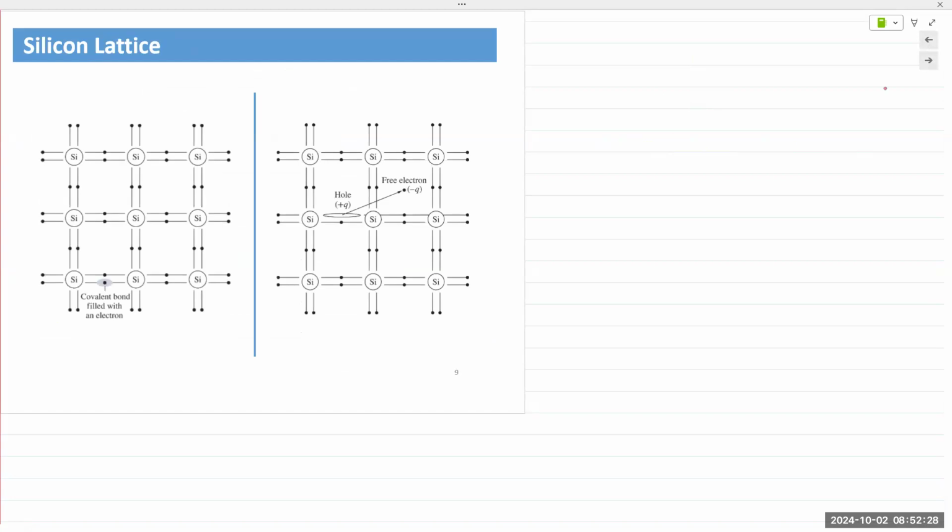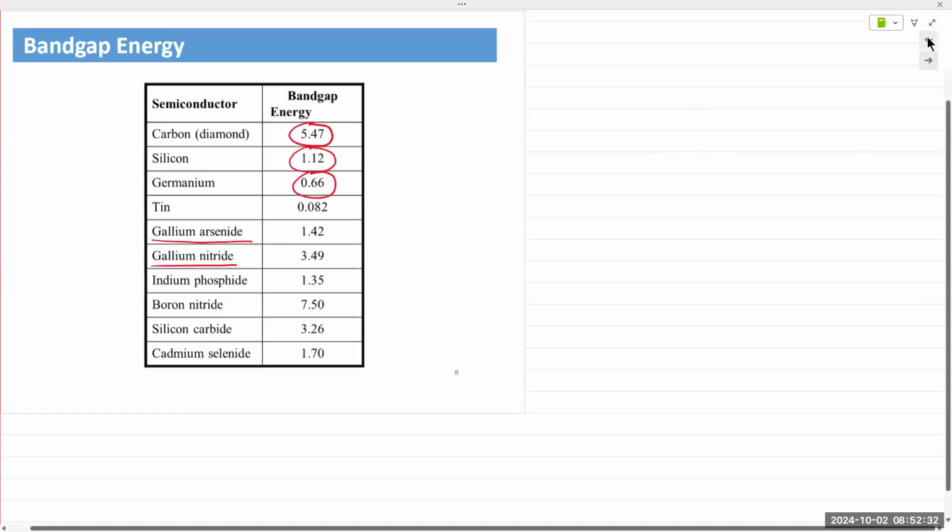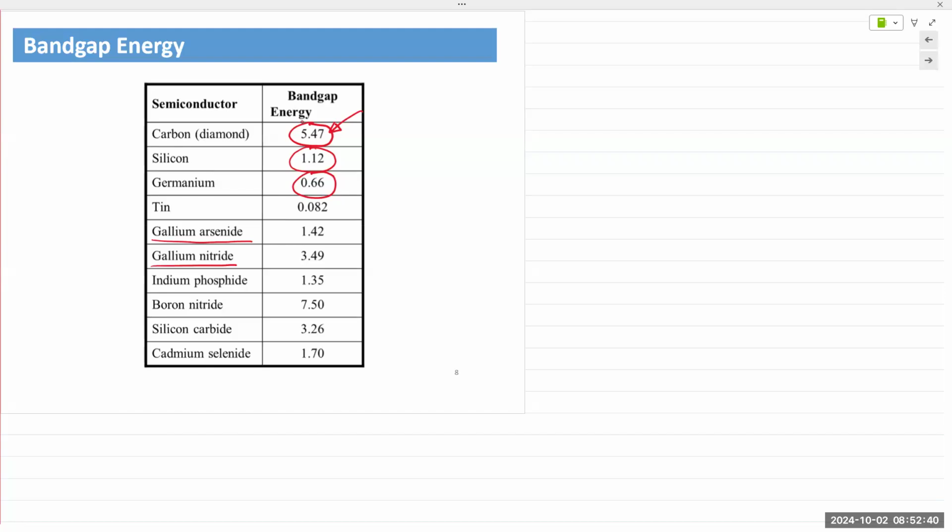Insulator band gap, right here. Yep, 5.47. Good question. The question being asked was, what is an example of an insulator? Carbon would be an example. Yes. So I'm assuming semiconductors are 1 to 3 electron volts, approximately.